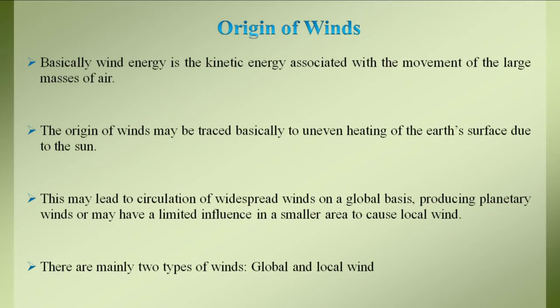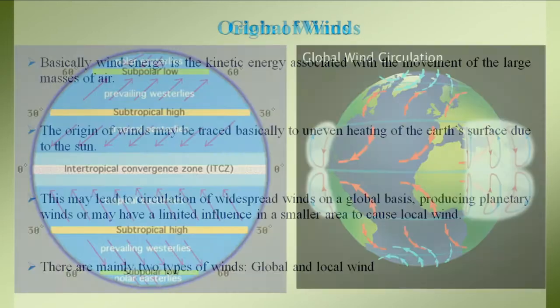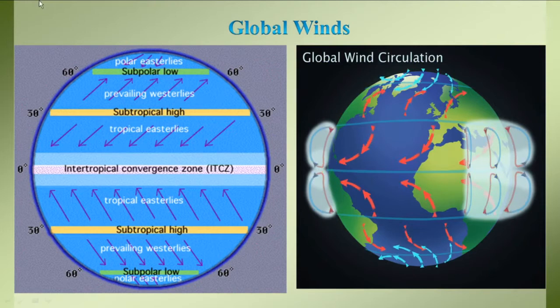Basically, there are two main types of winds available, that is the global wind and local winds. One by one, we're going to see each type of wind. First, we're going to see the global wind.